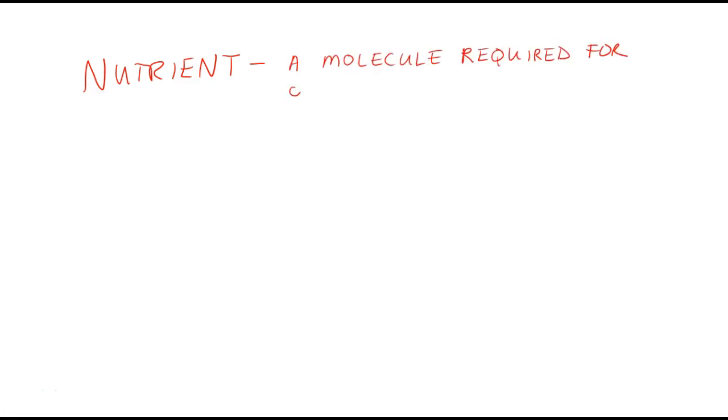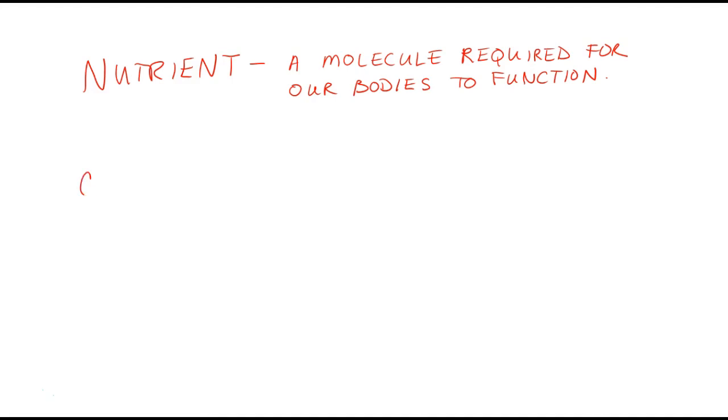A lot of things can go wrong if you don't have the correct nutrients in your diet. And so that's what we're going to talk about today. And what is a nutrient? A nutrient is a basic molecule that is required for our bodies to function. And there are 6 categories.